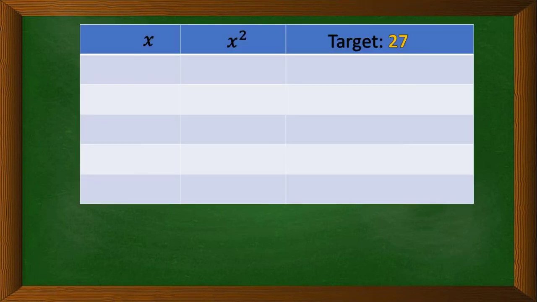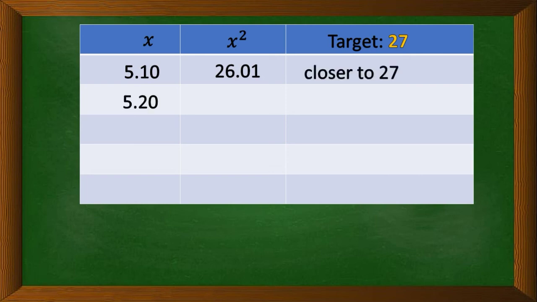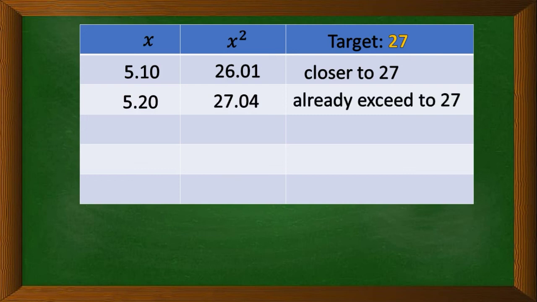Now, let us have this one. Remember, our target number is 27, the given wadikand. So, we have start with 5.10. Kapag in-square, we have 26.01. Closer siya sa 27. 5.20, we have 27.04 kapag in-square. Already exceed na siya sa 27. So, disregard na natin ang 5.20. Babaan pa natin. 5.19, that is 26.93. Malapit sa 27.